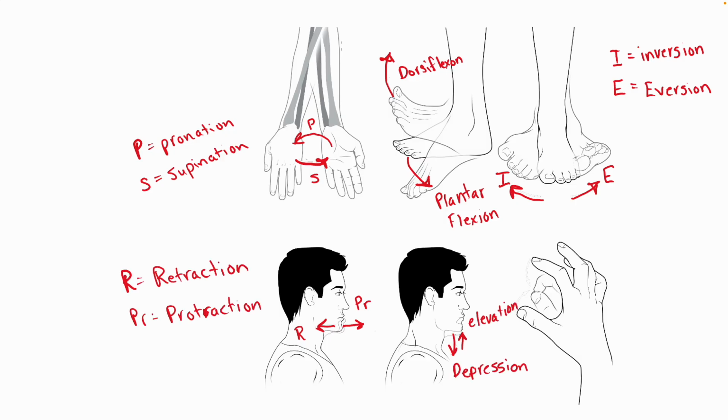Another thing you can do is have elevation or depression. So with your jaw, if you bring it down, you're depressing it. If you bring it up, you're elevating it. And then with your thumb and fingers, you can have opposition. That's essentially bringing your thumb to the center to meet with another finger. All right, so that describes the general types of motion that are allowed by our synovial joints.